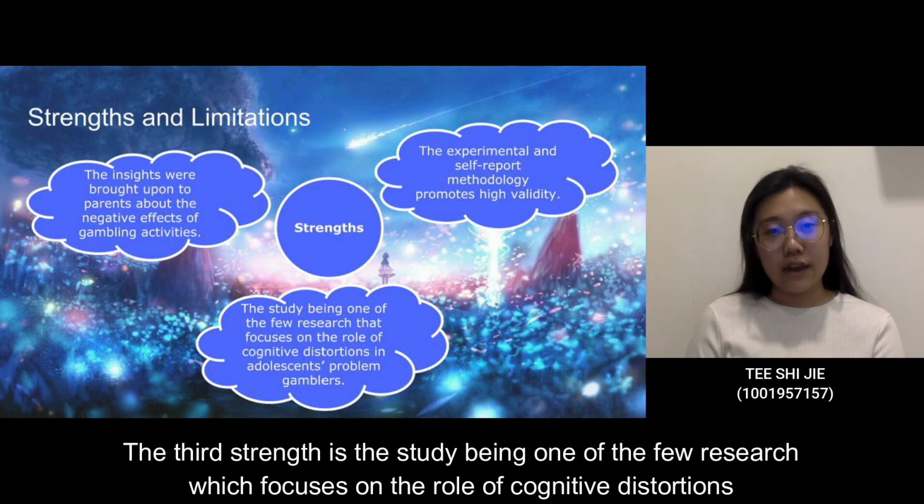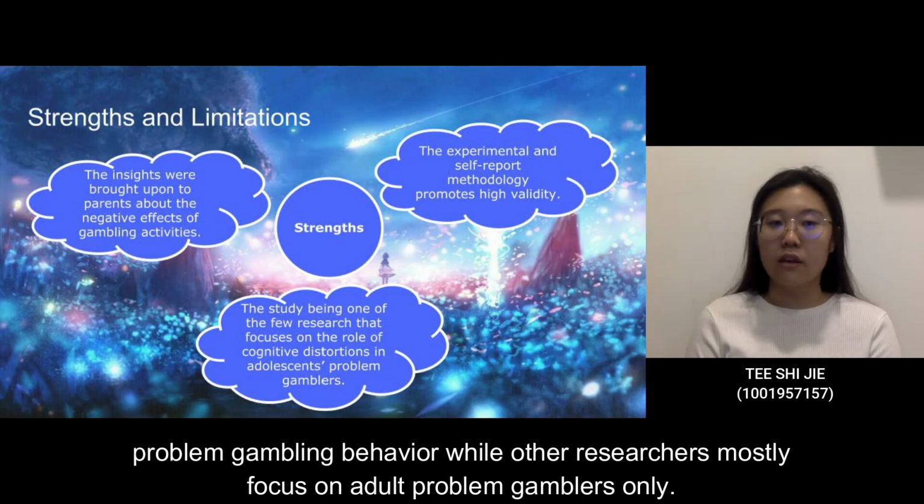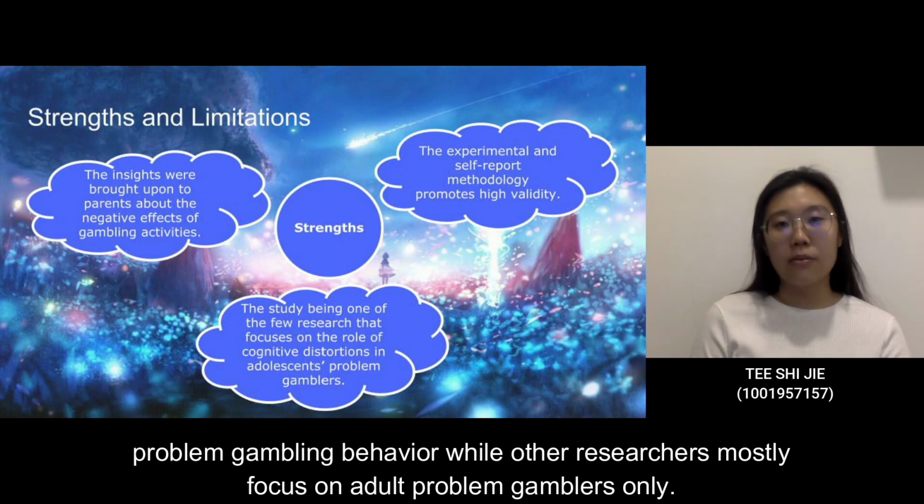The third strength is the study being one of the few researches which focuses on the role of cognitive distortions in adolescent problem gamblers, as it is an important factor in the onset and development of problem gambling behavior, while other researchers mostly focus on adult problem gamblers only.